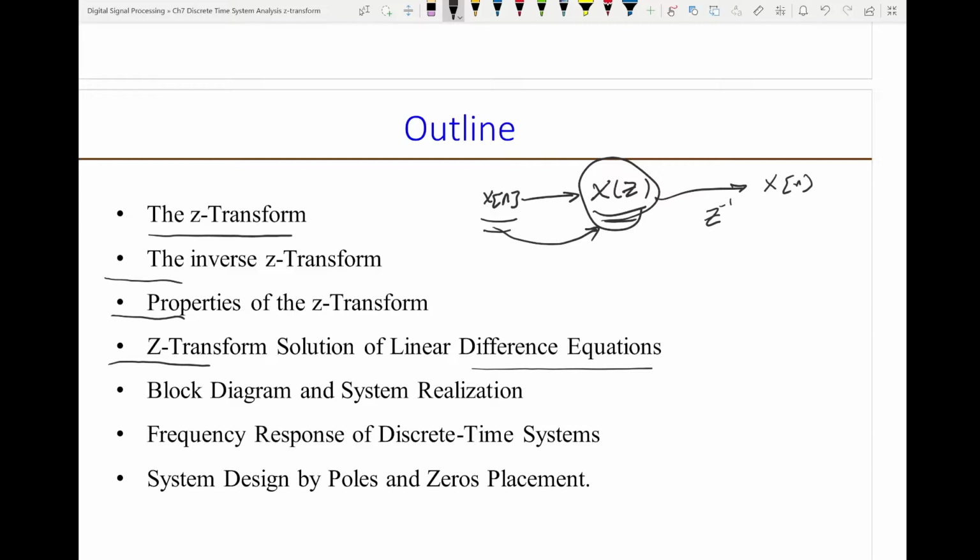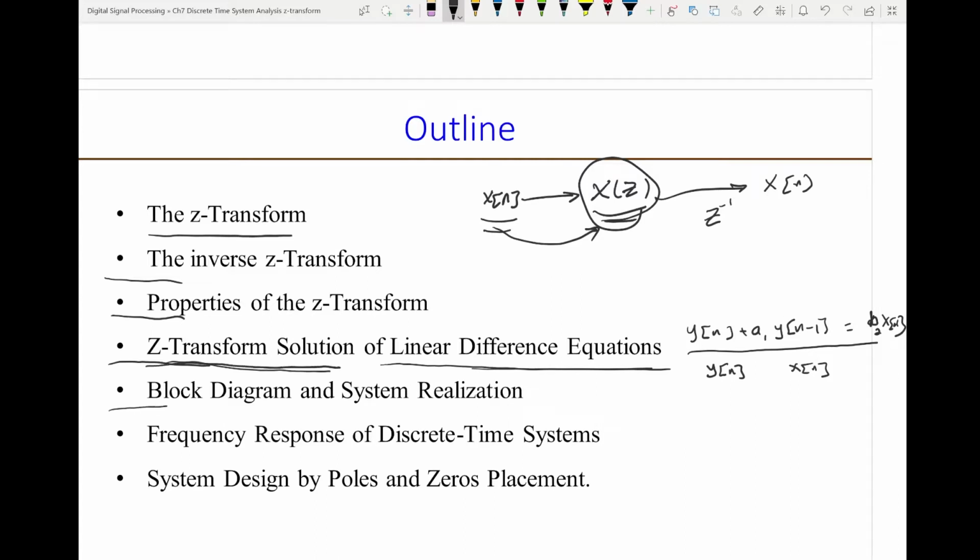So, the Z transform solution of linear difference equations. Now we have this difference equation that describes a system. How do we solve this difference equation? Meaning, find y of n for any specific value of x of n. And we did this in the time domain. Now we will learn how to do it in the Z domain using the Z transform.